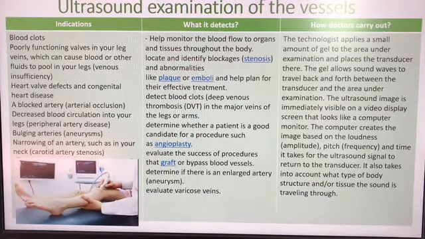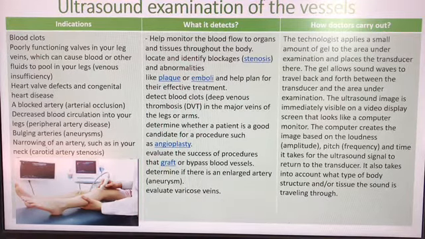The ultrasound image is immediately visible on a video display screen that looks like a computer monitor. The computer creates the image based on the loudness, which is amplitude, the pitch, which is frequency, and the time it takes for the ultrasound signal to return to the transducer. It also takes into account what type of body structure or tissue the sound is traveling through.